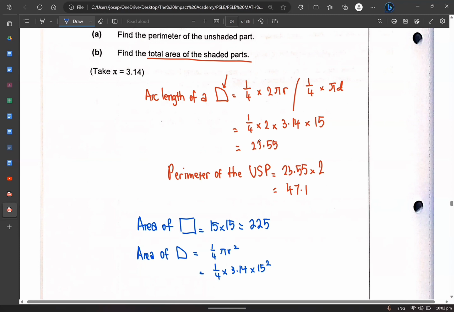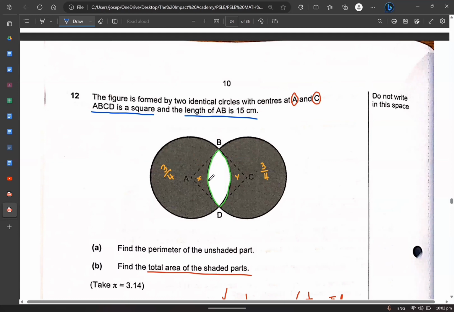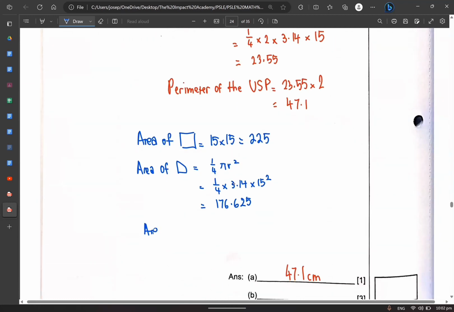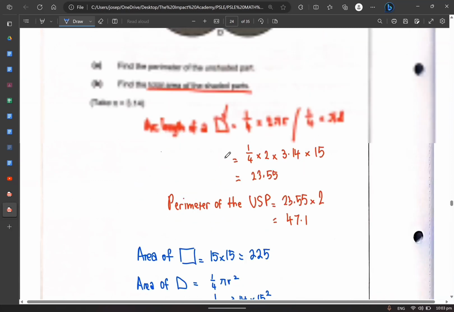All right, so when you do that, you'll get to an answer of 176.625. Okay, so don't forget, according to our plan, we are going to subtract away the quadrant so that we are able to find out the area of x, correct? So I'm just going to write over here that the area of x is simply just 225 minus away 176.625. And we get to an answer of 48.375.